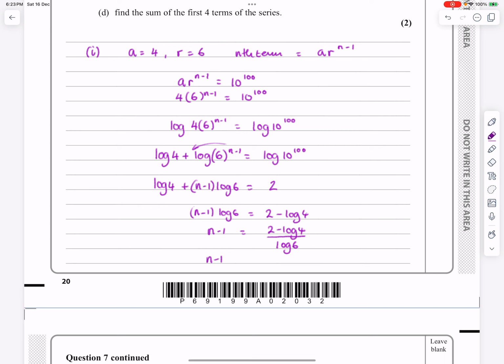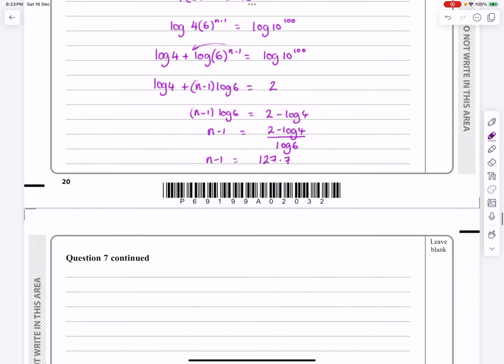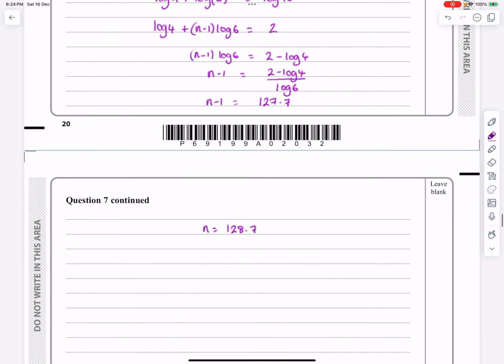That means that n minus 1 works out to be, if you do that on the calculator, it comes to 127.7 something. I'm not really interested in that part. If that's true, then n equals 128.7. And as we said previously, that would be if the value actually equaled 10 to the 100. I want it to be bigger than that. So I want n to be the next integer that's bigger than 128.7, which means that n is going to work out to be equal to 129. Okay, so that's the first part done.